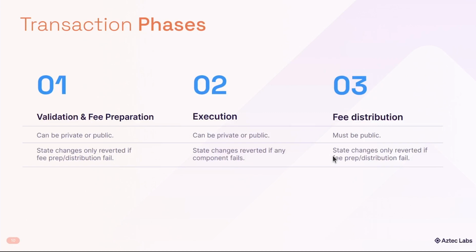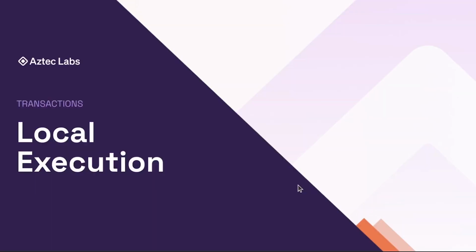This is basically saying that you pay transaction fees regardless of what part of your transaction fails, unless the fee validation and preparation and fee distribution fail. So you're paying transaction fees for failed execution logic, for failed application logic. So, digging into local execution.